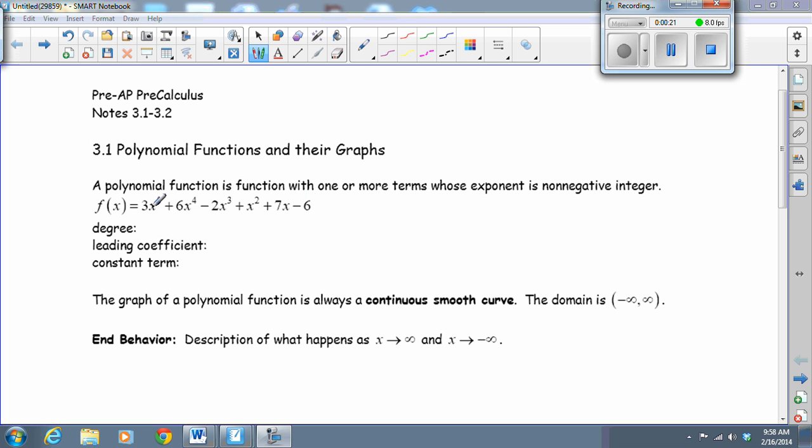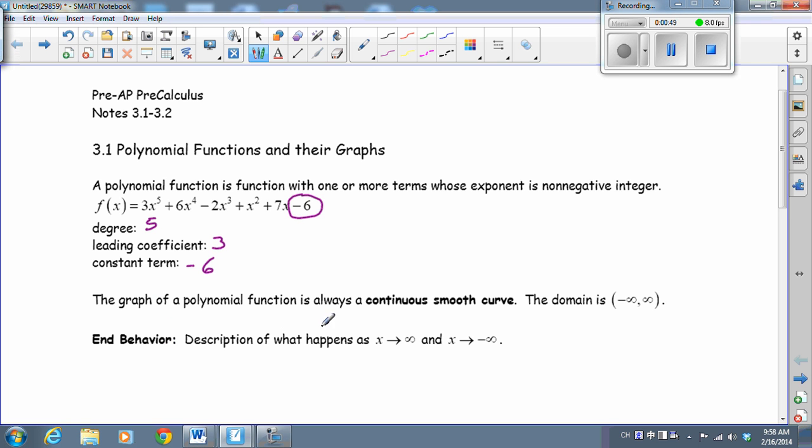The highest power here is 5. It doesn't have to be the first one, it can be the last one. If it has the highest power, it will still be the degree. The leading coefficient is the coefficient that is attached to the x with the highest power. Here we have a 3, and the constant term is the only value that will not have an x attached to it. In this specific example, it is -6.